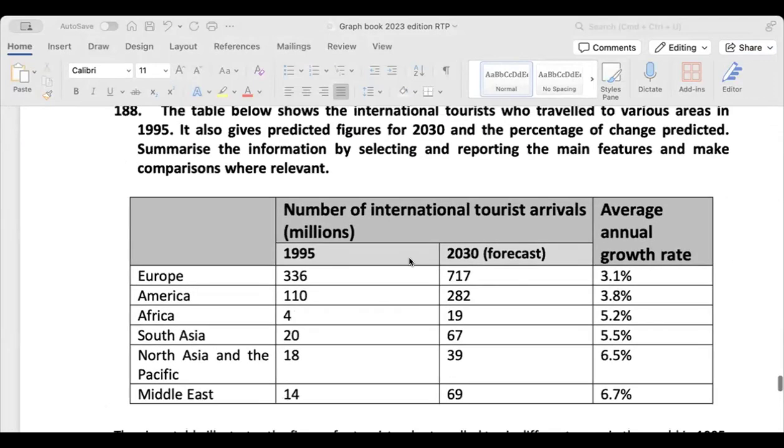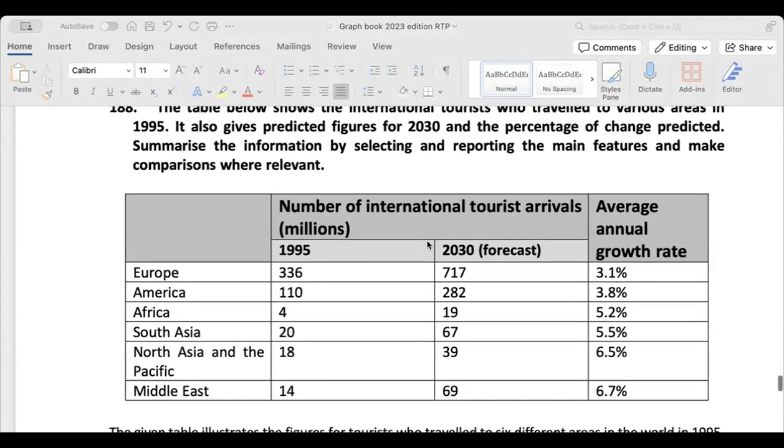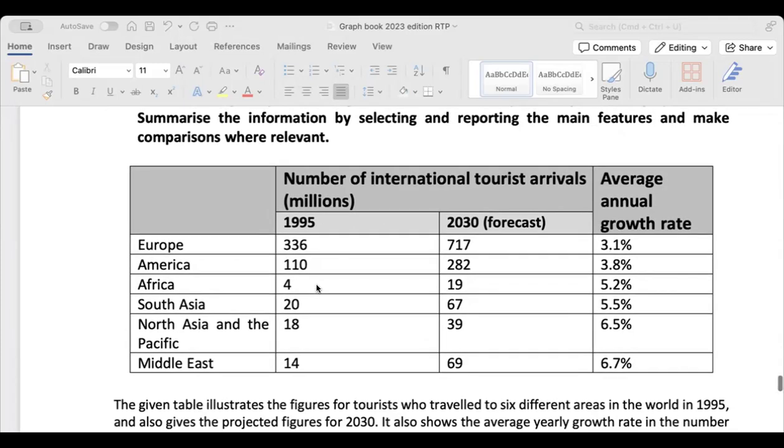Okay, here. This is the one. Let's do this. So the future will be done, the percentage change will be done too, write both. Let's do this one first. Okay. So which country had the highest number of international tourist arrivals? Which region in 1995? Europe. Europe. And it is expected that in 2030 also.